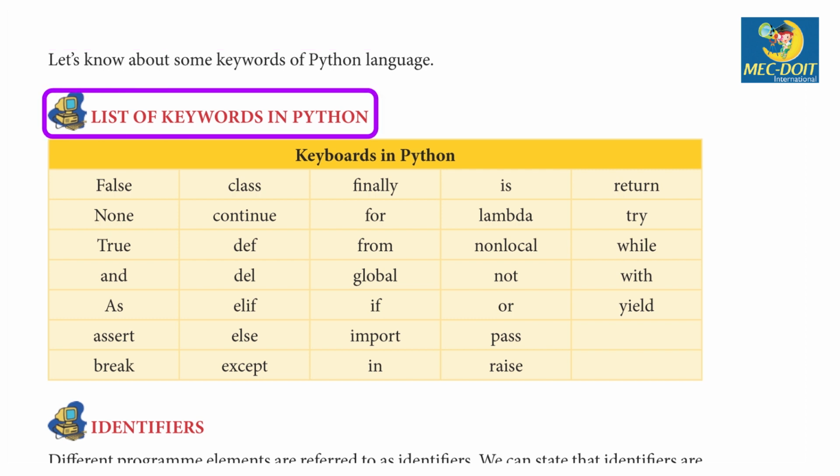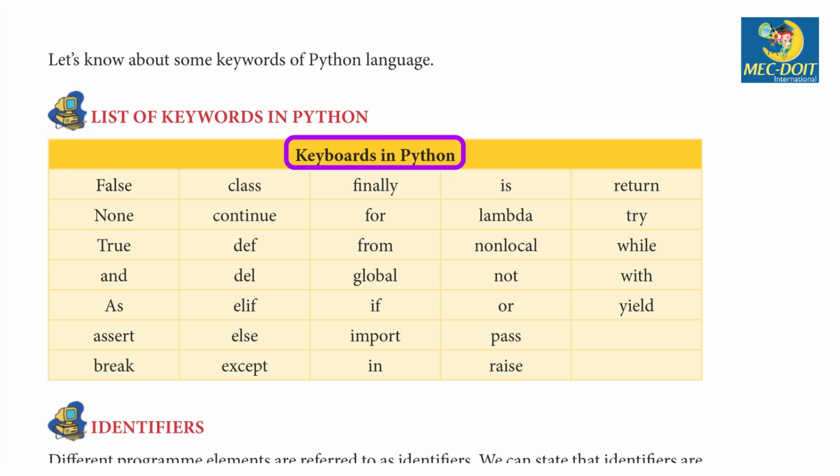List of keywords in Python. False, class, finally, is, return, None, continue, for, lambda, try, True, def, from, nonlocal, while, and, del, global, not, with, as, elif, if, or, yield, assert, else, import, pass, break, except, in, raise.